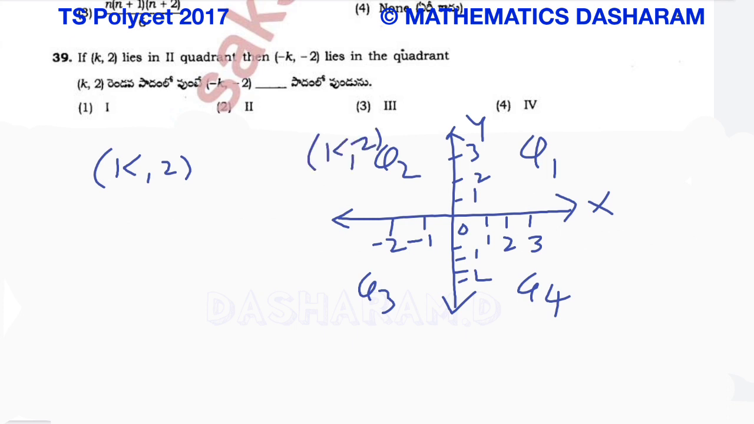So k comma 2 is in the second quadrant means, what about the k value? Is k positive or negative? So in the second quadrant all x values are negative. So the k value is definitely a negative value. Okay. Then it is asking minus k comma minus 2 is in which quadrant?